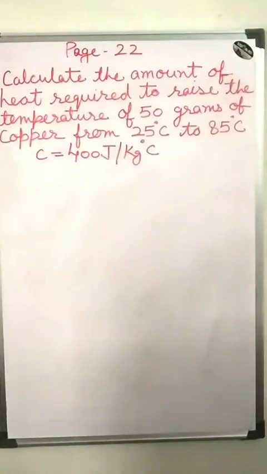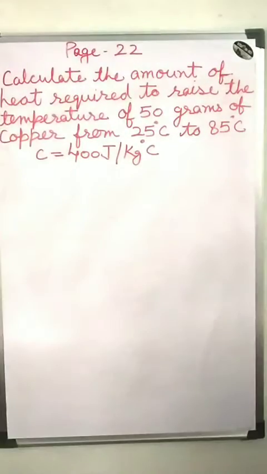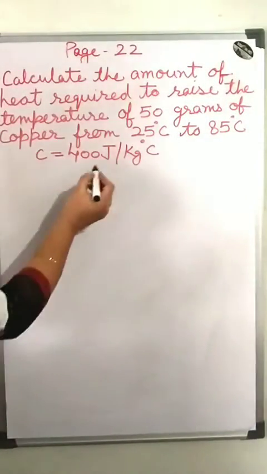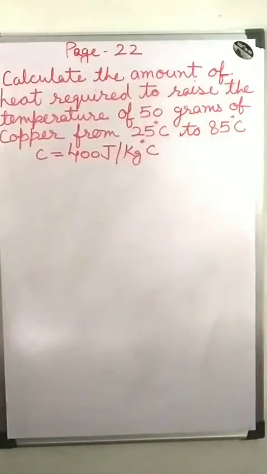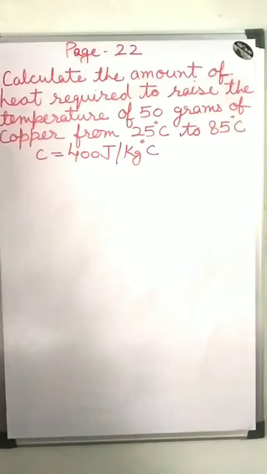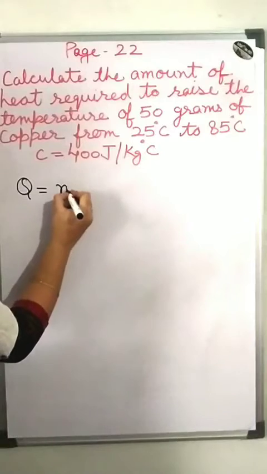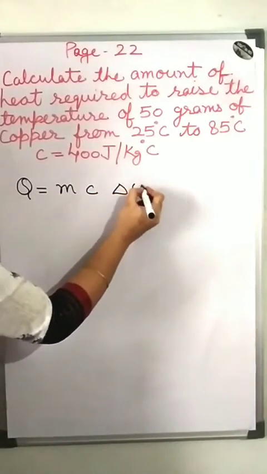Okay. Here the next question is: calculate the amount of heat required to raise the temperature of 50 grams of copper from 25 degrees Celsius to 85 degrees Celsius. And specific heat capacity of copper is given to us, that is 400 joule per kilogram degree Celsius. Then here we have to calculate amount of heat required to raise the temperature. Then how do we calculate? Just think about the formula. Remember, it is Q is equal to mc delta theta.